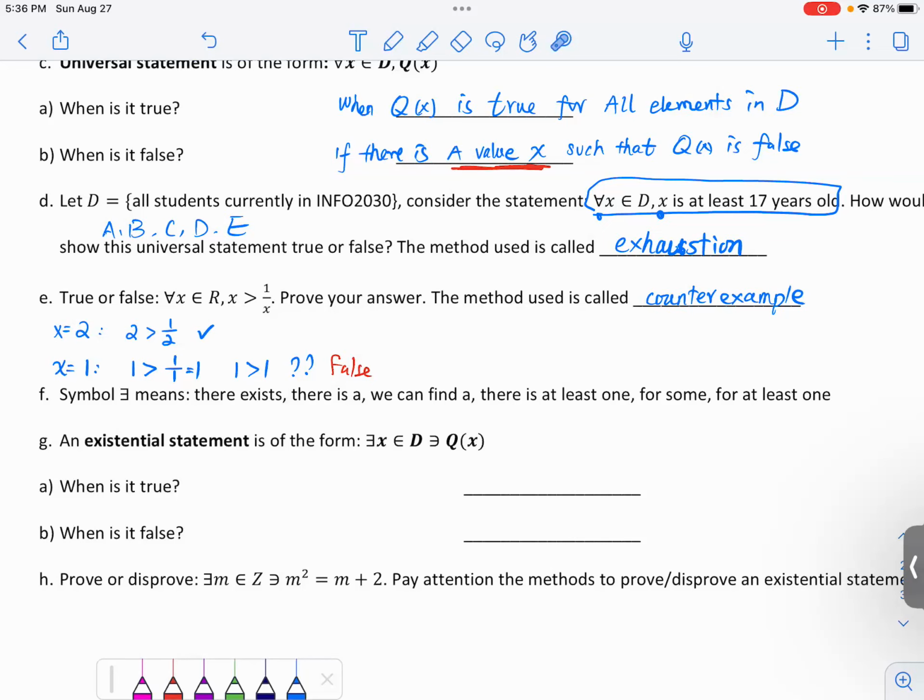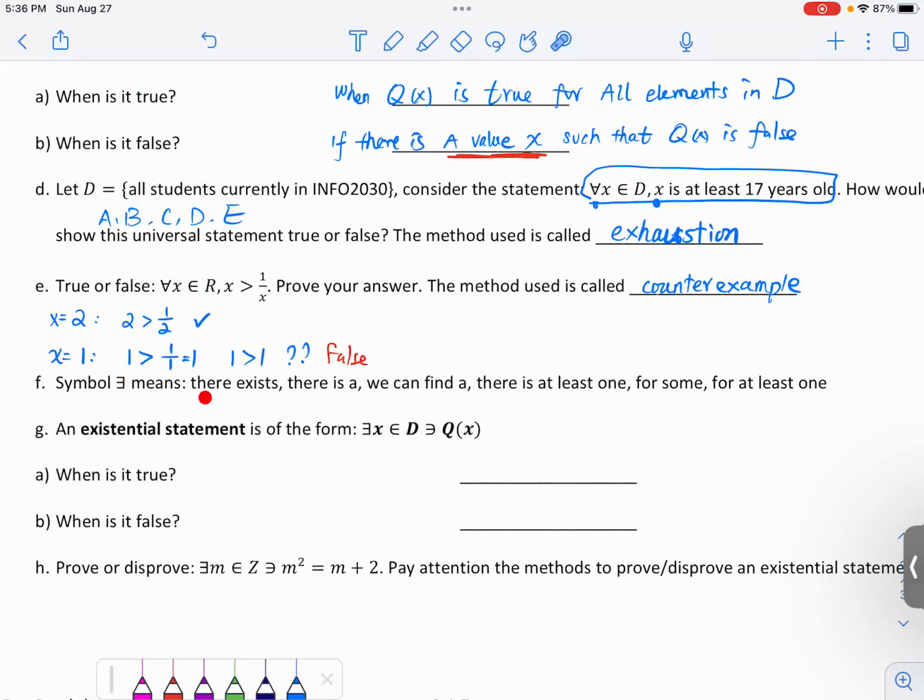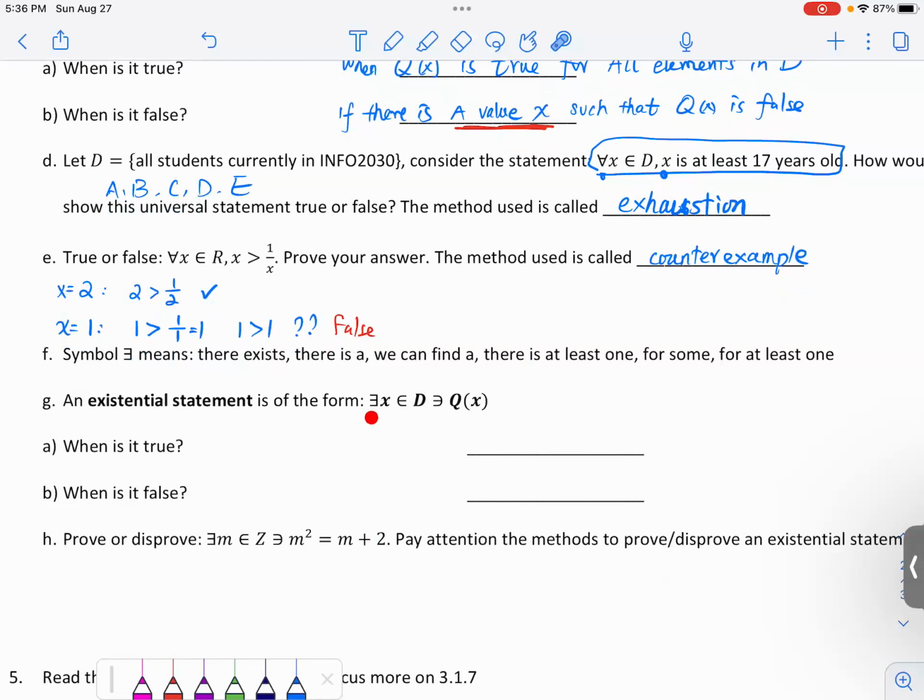The next quantifier is the existential quantifier, exists. That means there is an element, or we can find an element, or there is at least one element, or for some, or for at least one. They all mean that they exist. And when exists is involved in a statement, we call that an existential statement. That's quite intuitive. And oftentimes it is in this form: there exists x in a set D such that Q of x.